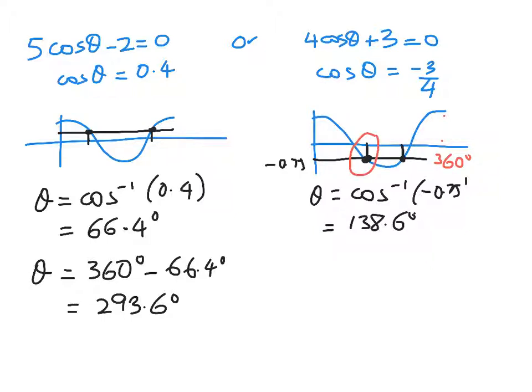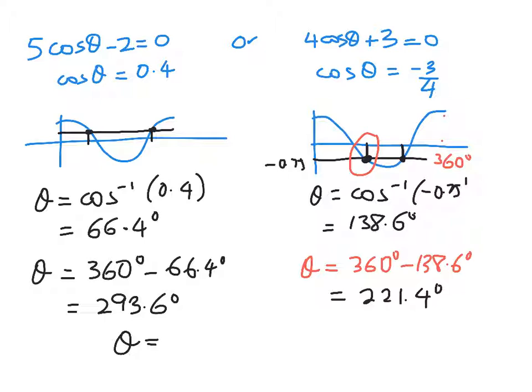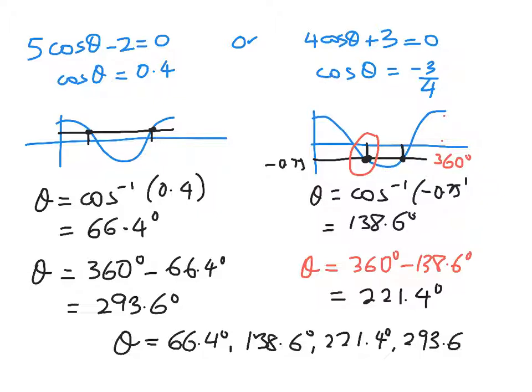And then by symmetry, well, a few different ways to do that, but we could just do again 360 degrees minus 138.6, and that equals 221.4 degrees. So we've got those four solutions. So let's write them out nicely in order. 66.4, 138.6, 221.4, or 293.6 degrees. Okay, so four solutions to that one.